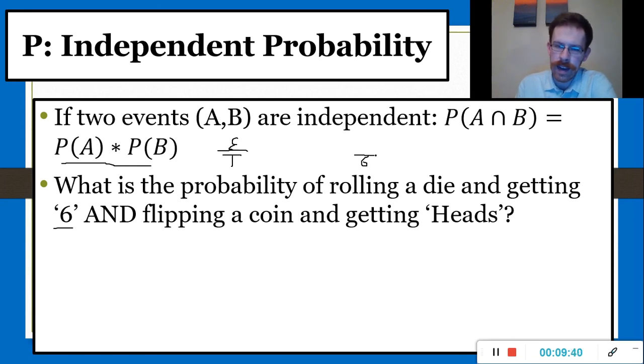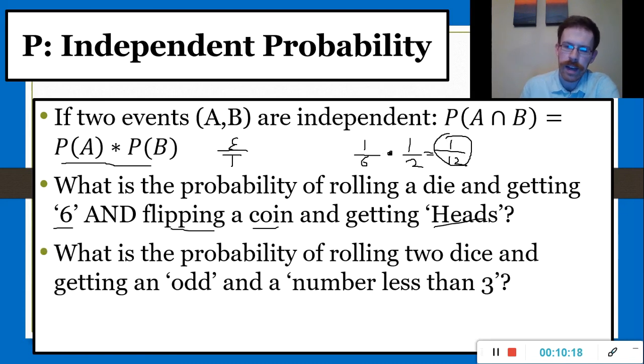Now, what's the probability of rolling a die and getting a 6? A normal cube die has how many sides? 6. And how many times does 6 appear on it? Only once. Now I'm going to multiply that by the probability of flipping a coin and getting heads. Well, how many faces does a coin have? 2. Well, how many of those are heads? 1. So the probability of rolling a die and getting a 6 and flipping a coin and getting heads is 1, since 1 times 1 is 1, over 12, since 6 times 2 is 12. Our probability is 1/12.